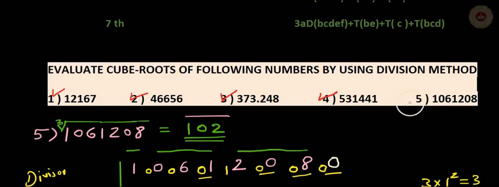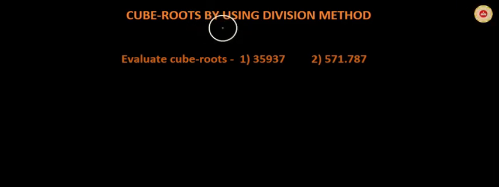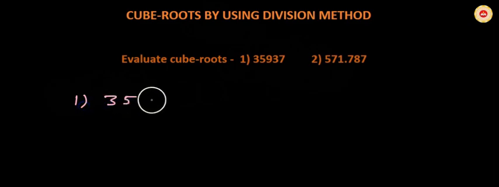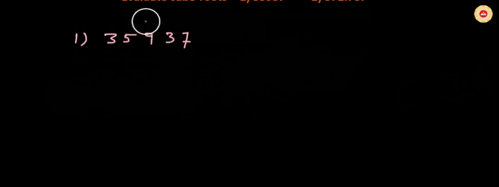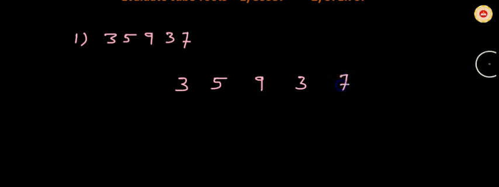Okay friends, cube roots by using the division method. Friends, let us practice these 2 examples. First example is 35,937. Let us evaluate the cube root of the given number 35,937 by using the division method. First of all, write the given number: 3, 5, 9, 3 and 7, right?